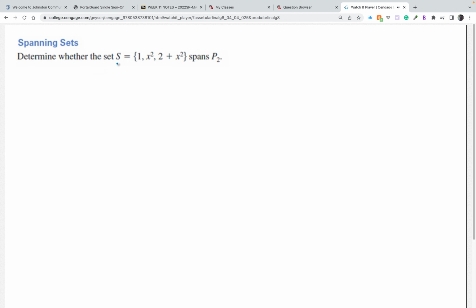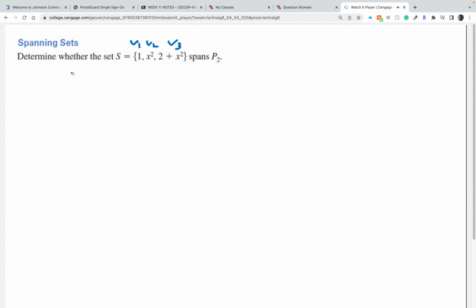Spanning sets. Determine whether the set S equal to the set containing 1, comma x squared, comma 2 plus x squared spans P2, the set of all second degree polynomials. So we can think of each of these members of the set as a vector. So we can have v sub 1 for this 1, v sub 2 for the x squared, and v sub 3 for 2 plus x squared.